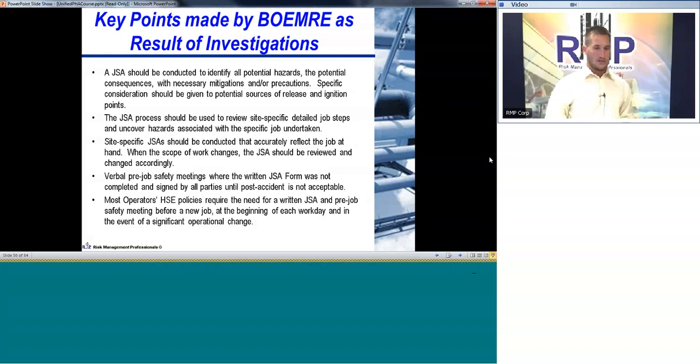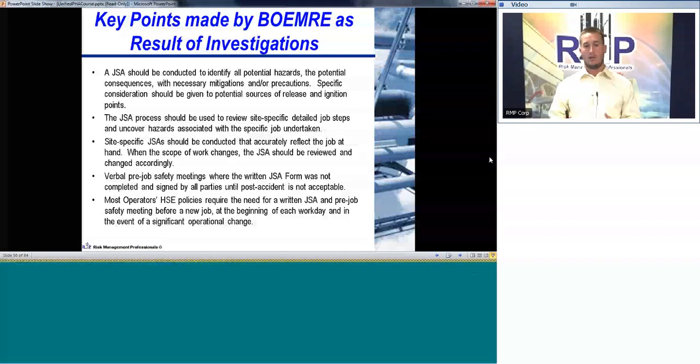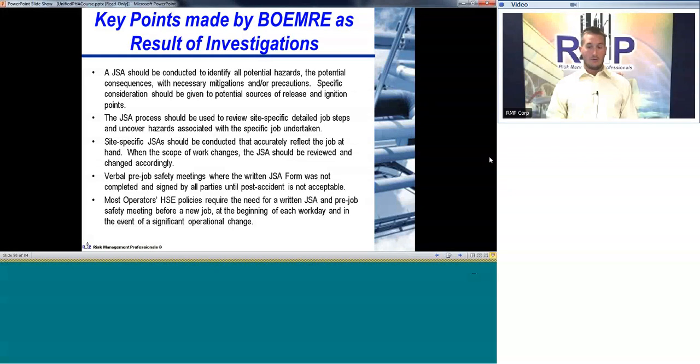So again, you can use an old JSA, however you want to review it, make sure that it's up to date, that it's still applicable, and that it follows smoothly and specifically with that procedure. The JSA process should be used to review the site-specific detailed job steps and uncover hazards associated with a specific job undertaken. Site-specific JSAs should be conducted to accurately reflect the job at hand. When the scope of work changes, the JSA should be reviewed and changed accordingly. Once again, scope of work changes, review the JSA, make sure it's accurate.